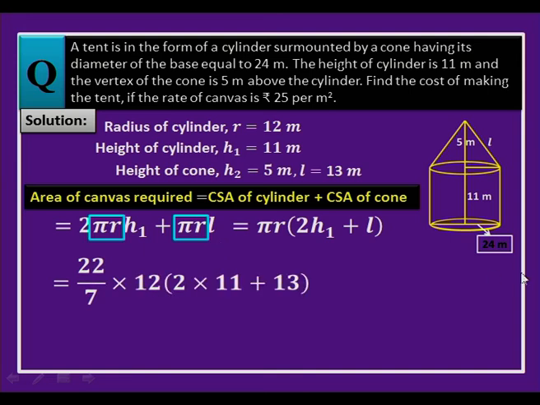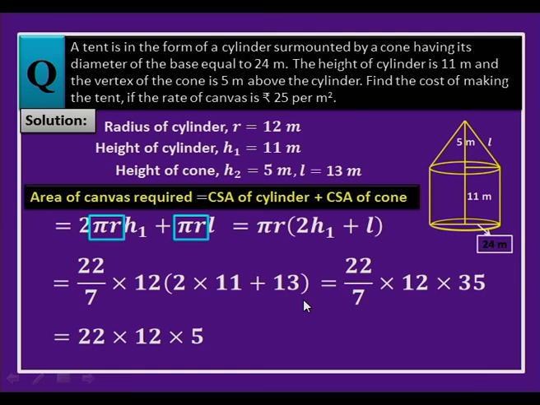Now, we will substitute the values of h1 and l. So, pi is 22 by 7 into r, radius is 12, into 2 into h1, h1 is 11, plus l is 13. On simplifying, you get 22 by 7 into 12 into 35. Now, again on further simplification, you get 22 into 12 into 5, because 7 goes one time in this and again here it goes 5 times. Okay, children. On multiplying, we get 1320 meter square. So, this is the area of canvas required.